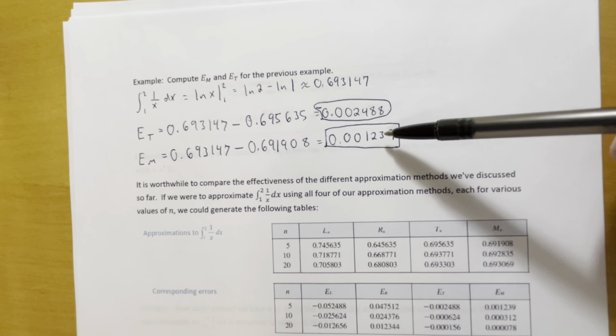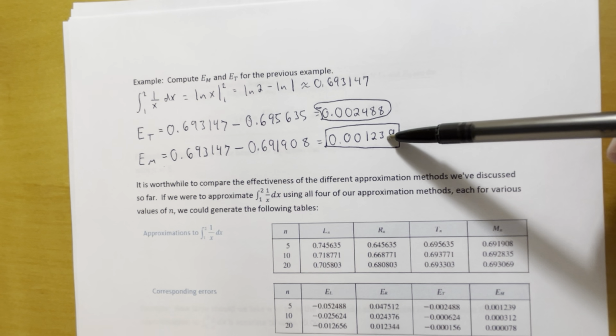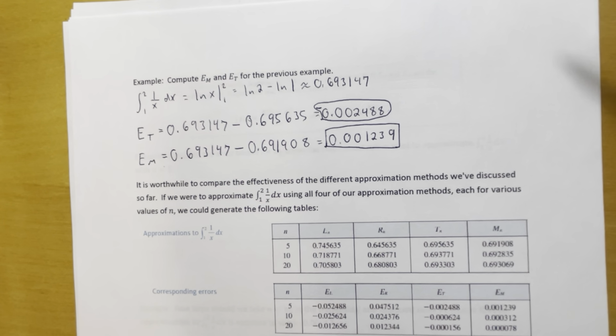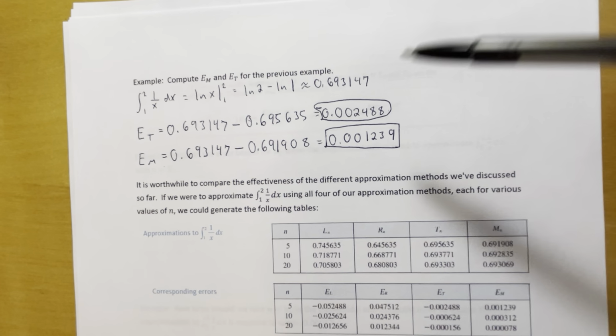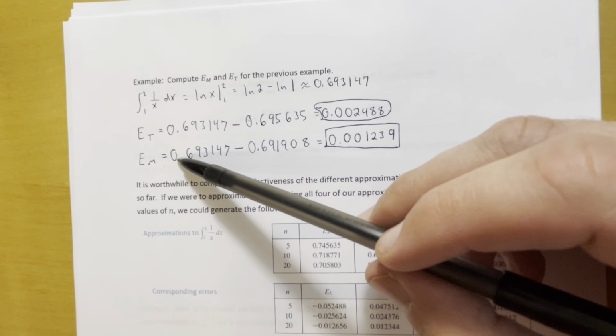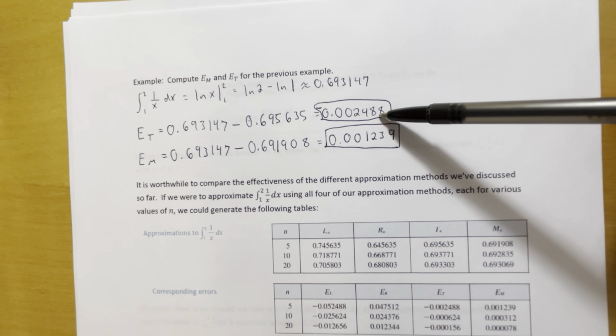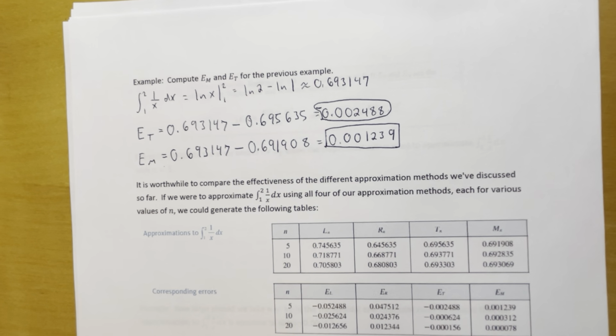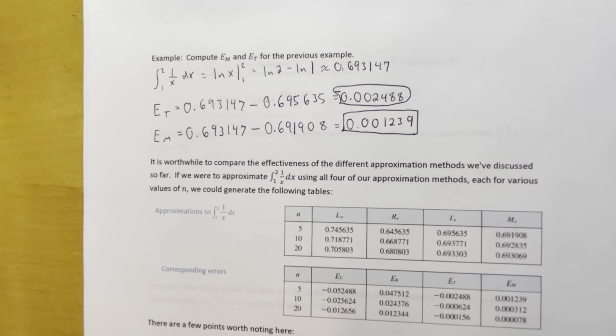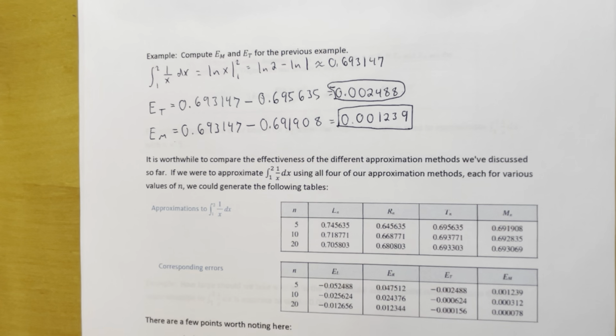And what you want is a small error, because the smaller the error is, the better your approximation would have been. So what we're seeing here is an error term that's close to half of the trapezoidal rule, suggesting that the midpoint rule actually worked better in this case. The question is, is that typically what's going to happen? And so in the next video, we're going to investigate that a little bit by comparing more approximations and seeing if we can find a trend.